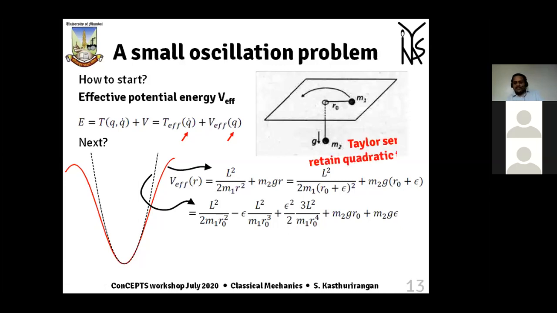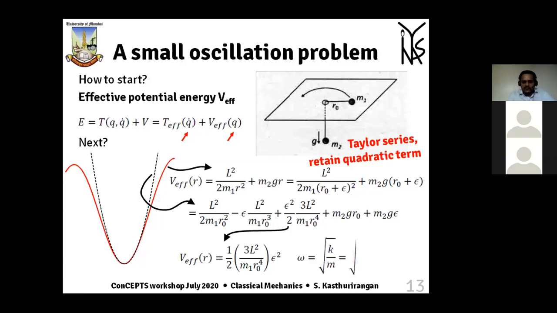So basically expand whatever effective potential you have in a Taylor series and only retain the quadratic term. Once you have only the quadratic term, it is basically reduced to a simple harmonic oscillator kind of potential, kx square kind of potential. You can identify what k is by looking at this. You will find that k is whatever is in the bracket, 3L square upon m1 r0 to the power 4. Whatever you get by default, that is the thing.